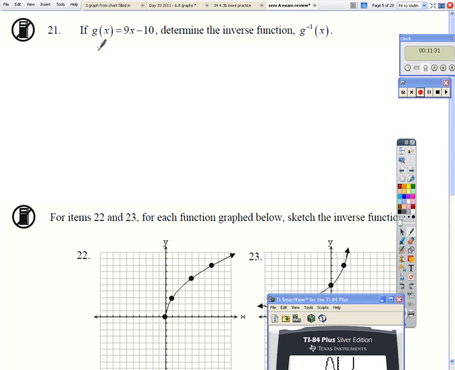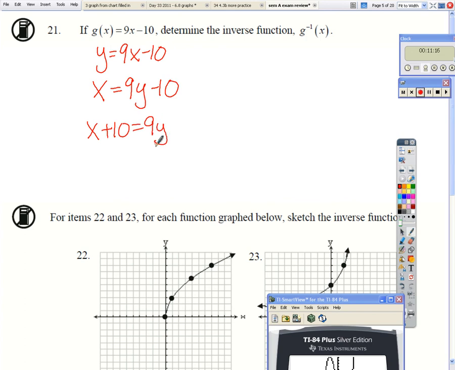So we're going to use the same process to find the inverse of this function. Switch x and y and solve for y. So I'm going to add 10 to both sides. Then I'm going to divide everything by 9. So I have x over 9 plus 10/9 equals y, which, using the inverse notation, the inverse of the g function is this equation.